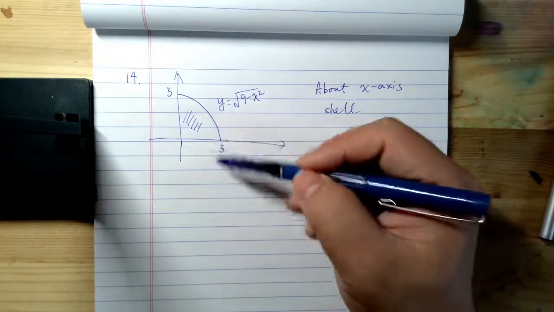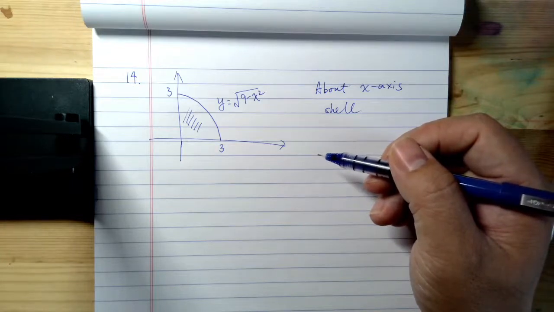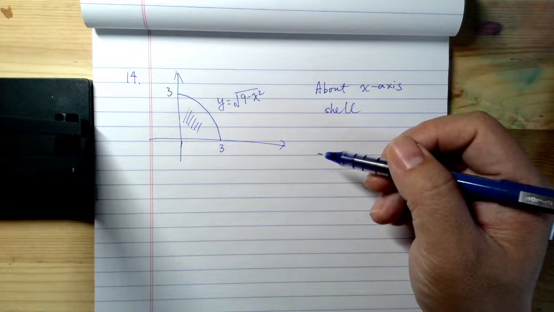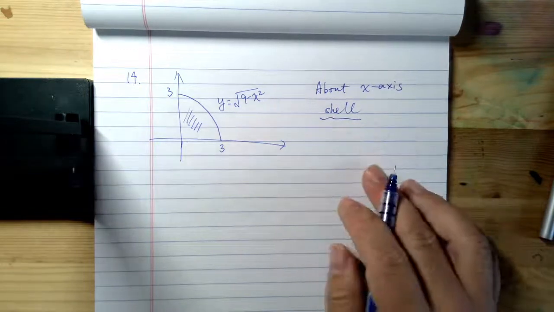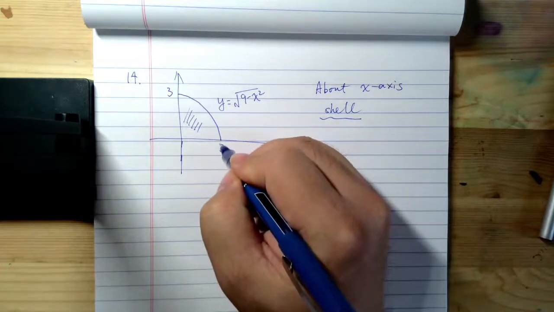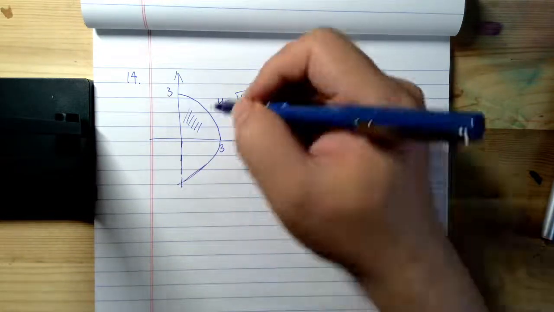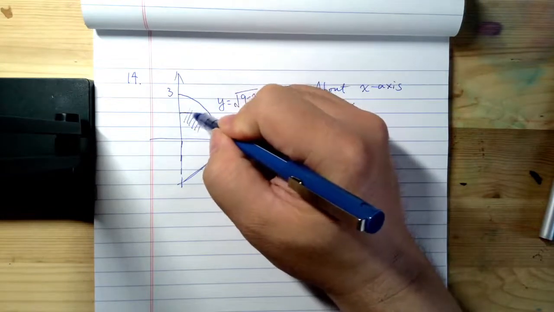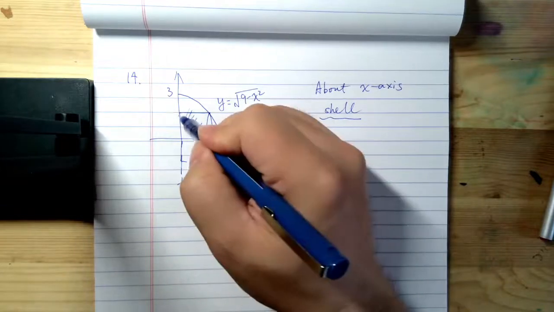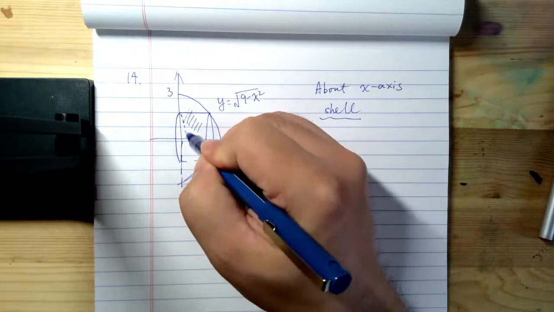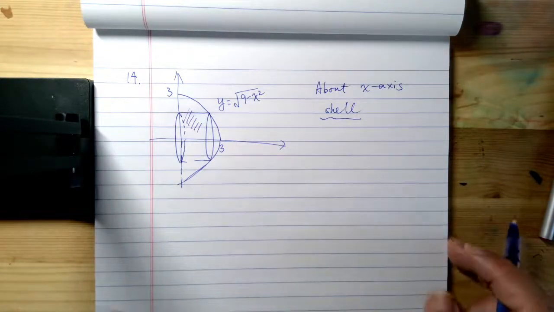And then revolve about the x-axis. And they ask us to figure out what is the volume of the revolving solid. It's revolved about the x-axis, and it asks us to use the shell method. So to do that, you need to make sure that you understand the structure of this very well. So this is going to be the shell we need to construct.